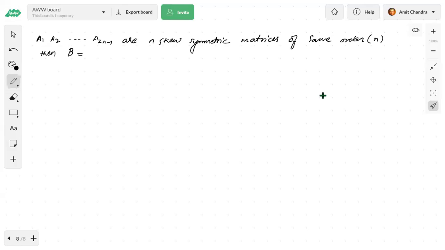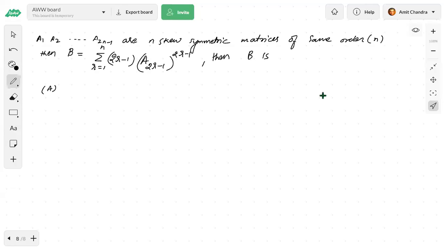Then B is equal to the sum from r equals 1 to n of (2r minus 1) times A_(2r minus 1) to the power 2r minus 1. So they have given B as this matrix. Power 2r minus 1 means the power is odd. So you have to find what B is.